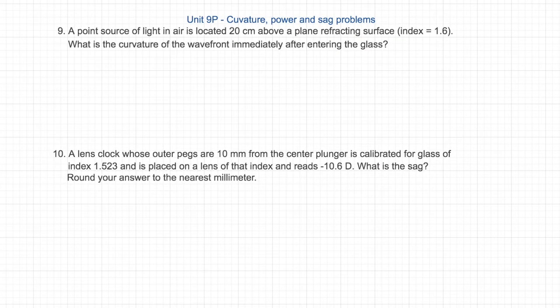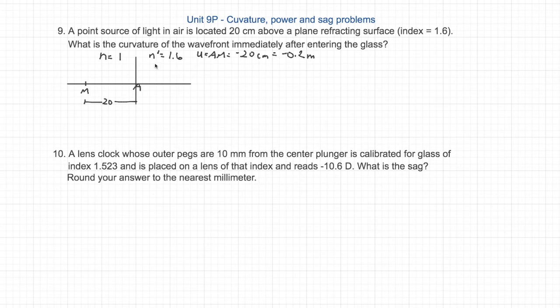Question 9, a point source of light in air is located 20 centimeters above a plane refracting surface. Index equals 1.6. What is the curvature of the wavefront immediately after entering the glass? So this question is asking us to determine big U prime, the curvature of the wavefront that has been refracted. So I turned the diagram on its side, so we have light traveling from left to right. N equals 1, n prime equals 1.6. We're given the object distance, little u, going from right to left. It's a negative number and equals -0.2 meters.